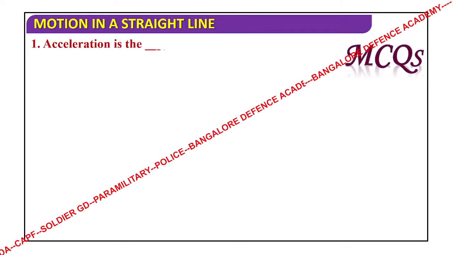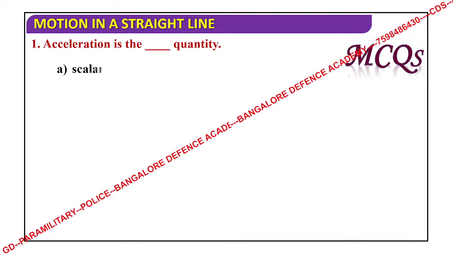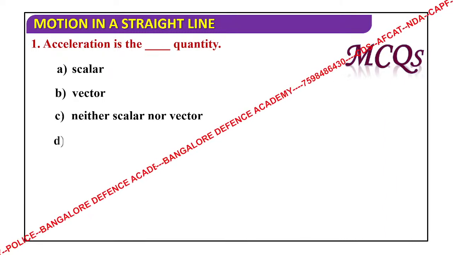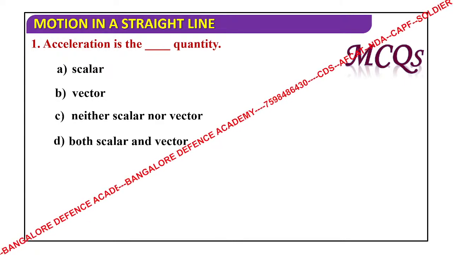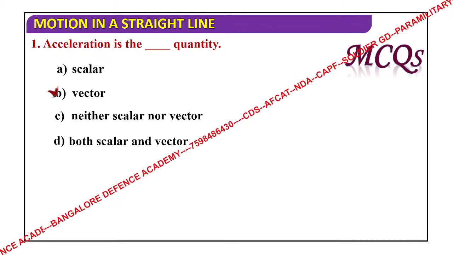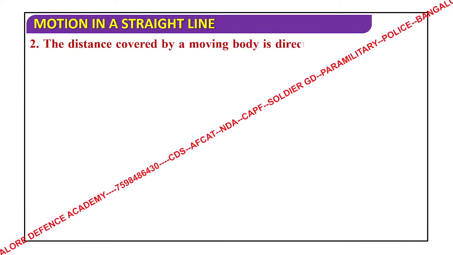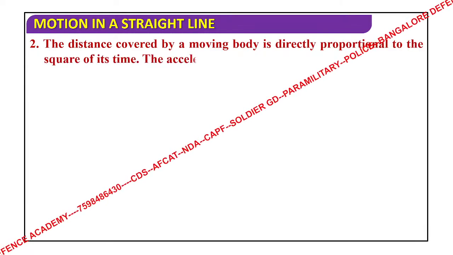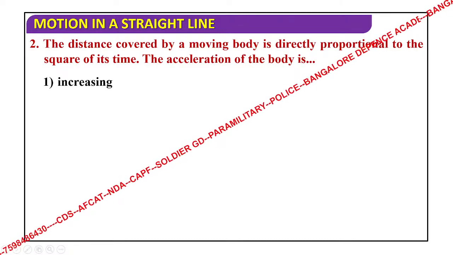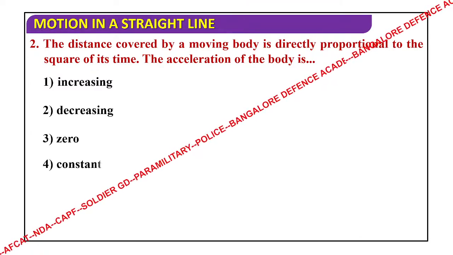So let us try some questions now. Acceleration is a dash quantity: scalar, vector, neither scalar nor vector, both scalar and vector. The answer is vector quantity. Next, the distance covered by a moving body is directly proportional to the square of its time. The acceleration of the body is increasing, decreasing, zero, constant.